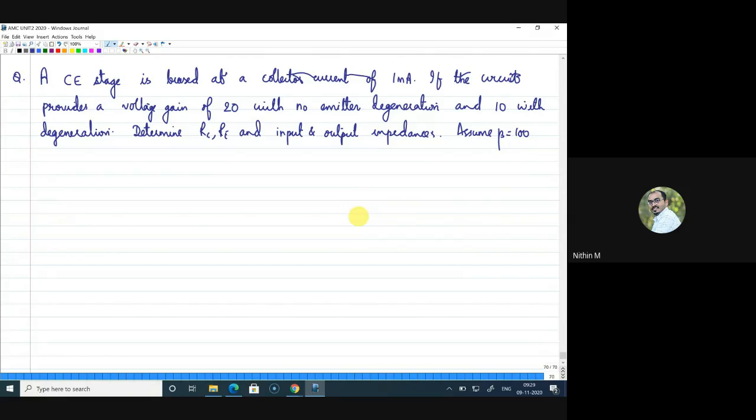Naveen, are you there? Yes, sir. So Naveen, can you help me how to start this? The given voltage gain when no degeneration is done is 20. Okay. So what should I do for that? So no degeneration means what is given as 20?